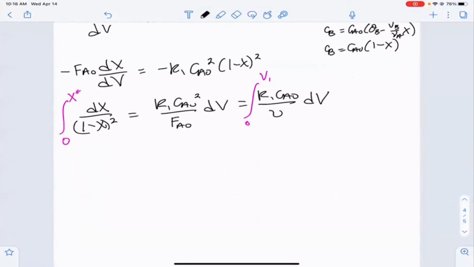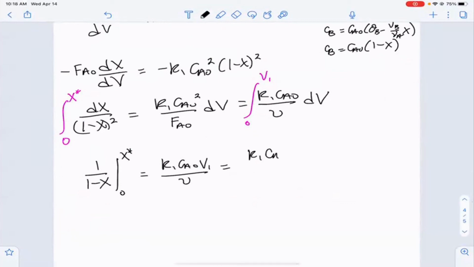So when we do this, we get on the left-hand side 1 over 1 minus X evaluated from 0 to this thing that we called X star. And then that is equal to K1 times CA0 times V1 divided by our volumetric flow rate. And we can now introduce alpha and beta into this. This just becomes K1 times CA0 times alpha volume divided by V0 times 1 minus beta.